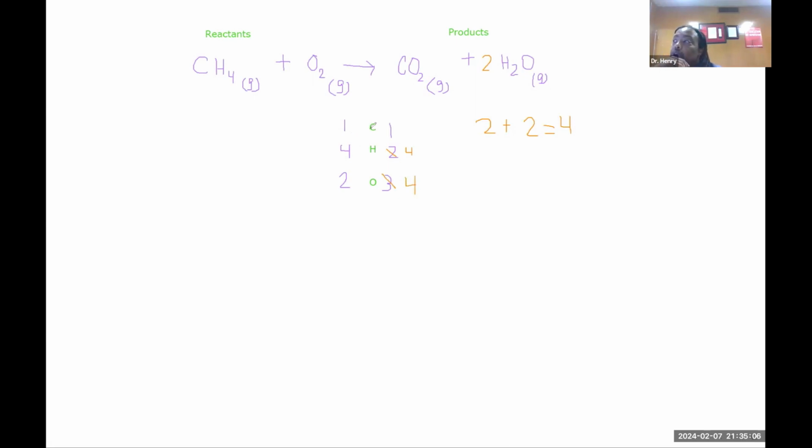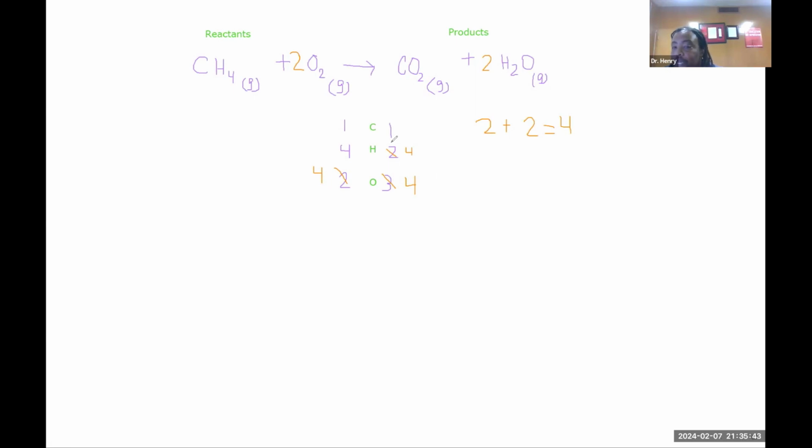Okay, so our carbons are looking good. We have 1 carbon here, 1 carbon there. We have 4 hydrogens, but now we have 4 oxygens and we have 2 over here. What do I have to put in front of the oxygen over here so that it would be balanced? Multiply by 2. Okay, we're going to multiply by 2, and then that's going to give me 4, 4, 4, 4, and 1, 1. Now we have a balanced chemical equation.